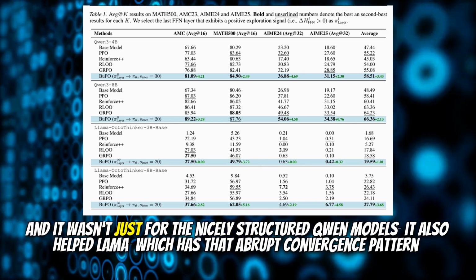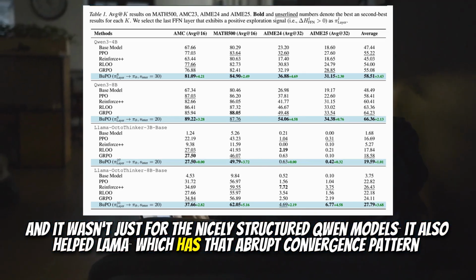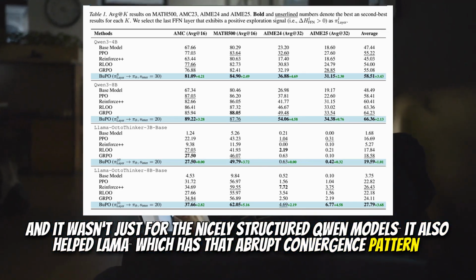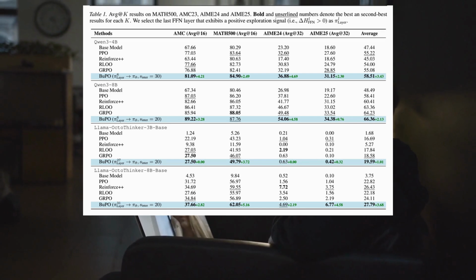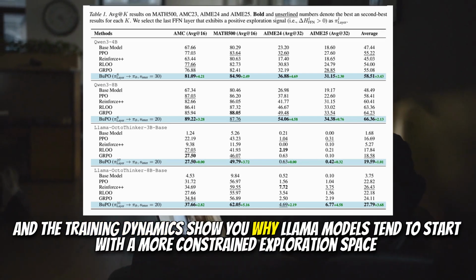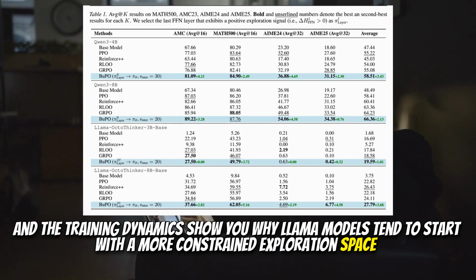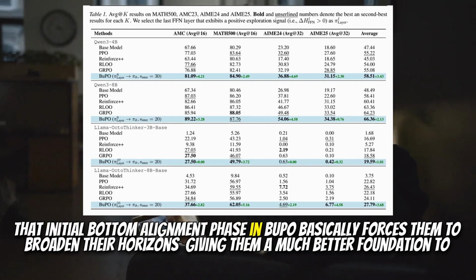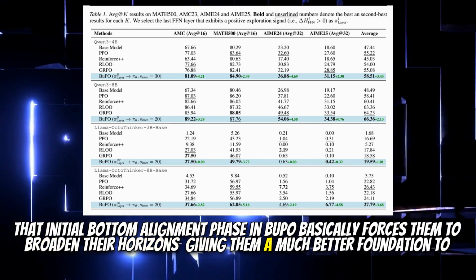And it wasn't just for the nicely structured Qwen models. It also helped Llama, which has that abrupt convergence pattern. It helped Llama a lot, yeah. It improved one of the Llama OctoThinker models by over 3.6 points on average. And the training dynamics show you why. Llama models tend to start with a more constrained exploration space. That initial bottom alignment phase in BPO basically forces them to broaden their horizons, giving them a much better foundation to work from.